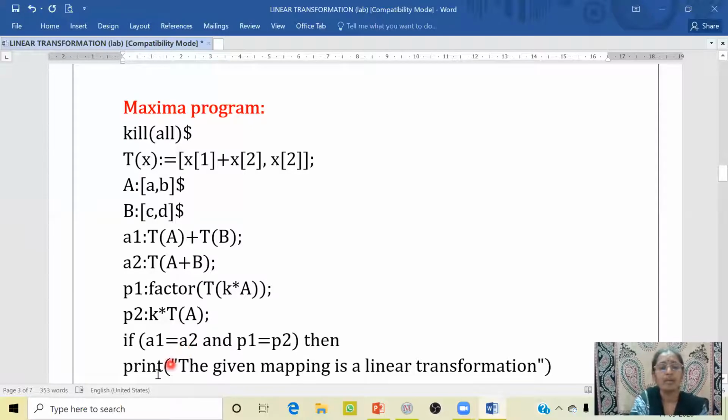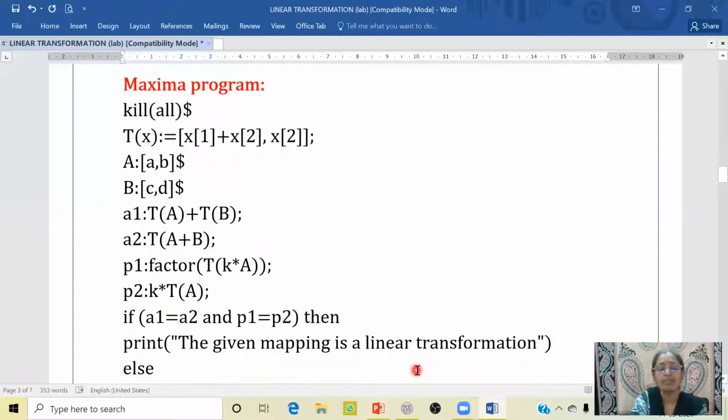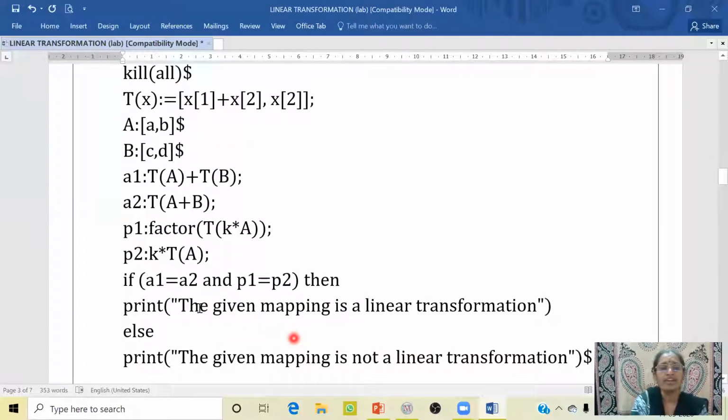So let us give the print command. Within the double quotes, the given mapping is a linear transformation. Else, if this condition doesn't hold good, then we give the print command within the double quotes once again. The given mapping is not a linear transformation.